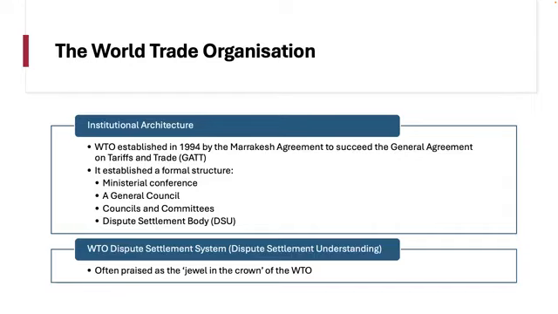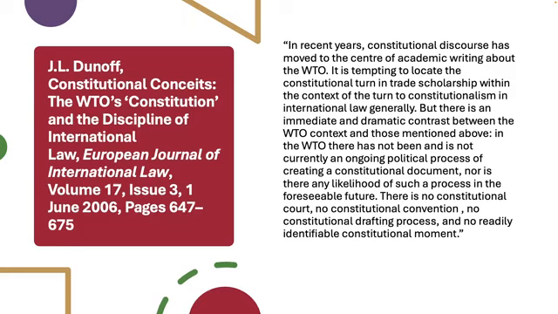You have binding rules, you had timetables, you had an appellate review. There was an entire review process where you had decisions that would be passed down by panels that would then go to the WTO's appellate body. And so there was a way to appeal a decision. And so, for example, we can see that there are constitutional aspects associated with this particular institution.